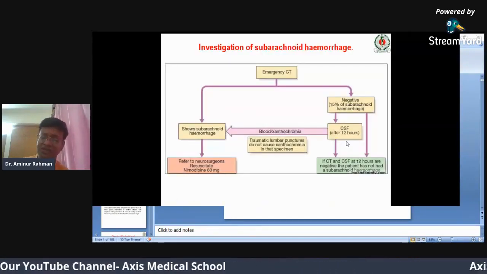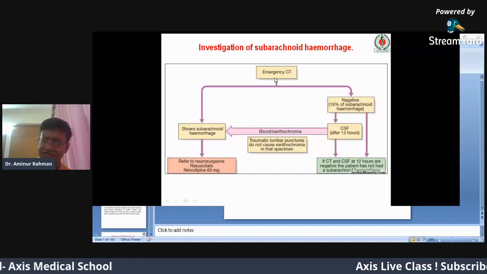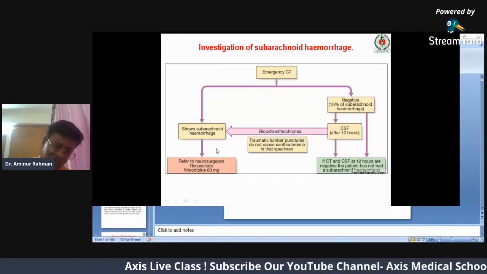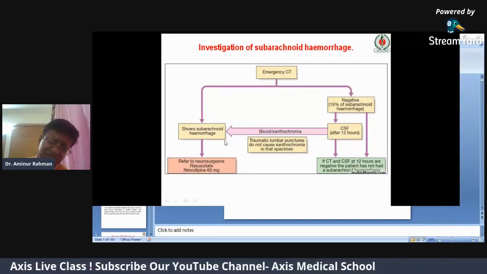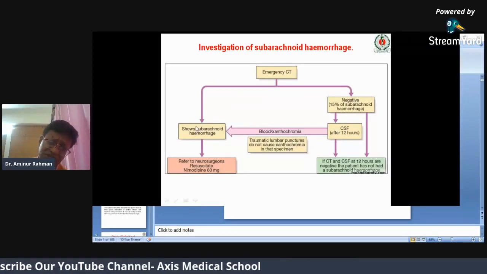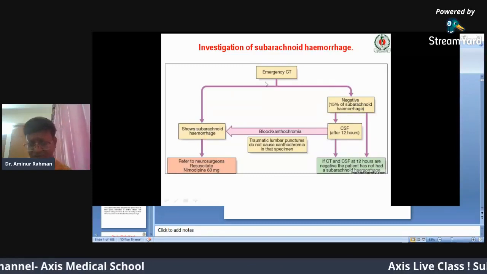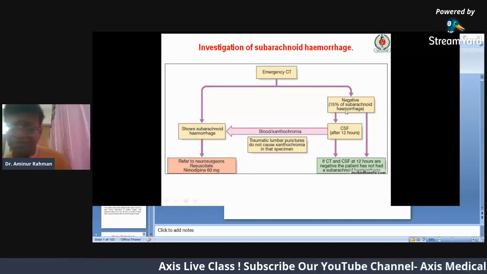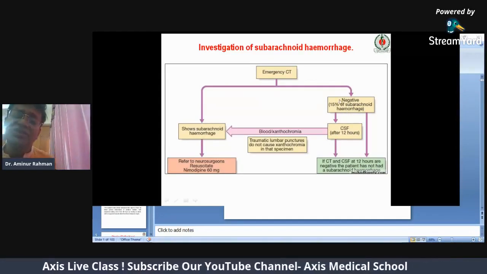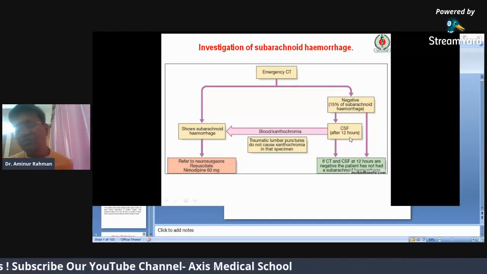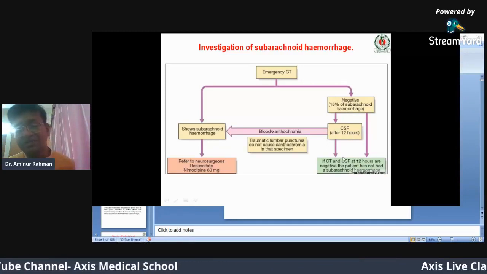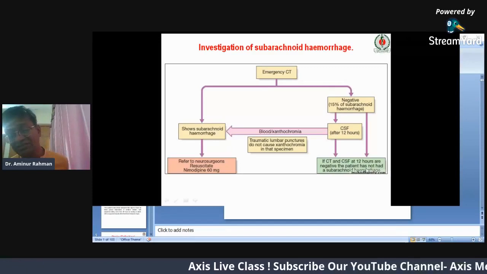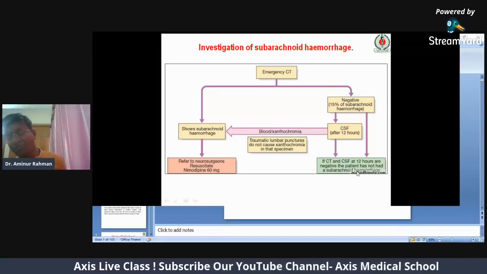Investigation plan in case of hemorrhagic stroke: go for an urgent CT scan. If there is a large hemorrhage, you will find subarachnoid hemorrhage. Sometimes the CT is negative, in 15% of cases. Then we wait another 12 hours and go for the CSF study. If the CT and CSF study are negative, the patient has not had subarachnoid hemorrhage.